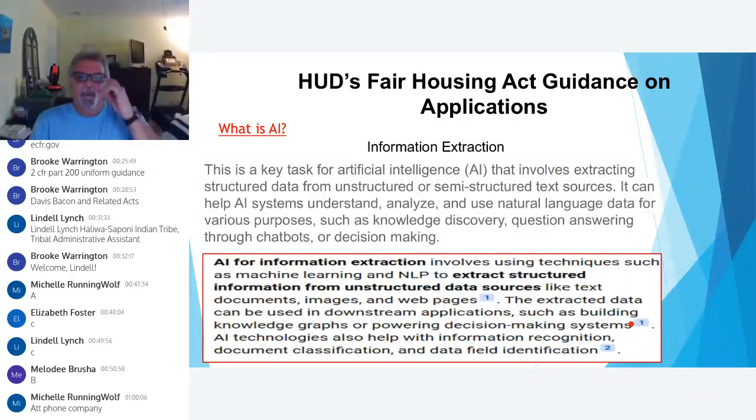All right. Information extraction. This is the key task for AI that involves extracting structured data from different sources, from unstructured and semi-structured sources, not just text, but data in general. It can help AI systems understand, analyze, and use, believe it or not, natural language data for various purposes much, much, much quicker than human capacity can, for purposes such as knowledge discovery, question answering through chat boxes like we were just talking about, and decision making.